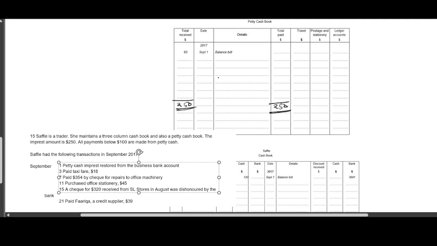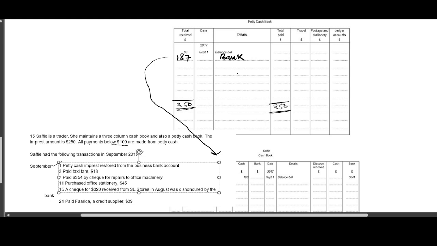Now they said the following transactions, and the amount which is below 100 will move to the petty cash book, and the rest in the main cash book. So for the petty cash imprest, whatever money is restored, you have to mention it through the bank. 250 minus 63 is 187. This will move to your cash book, and in the cash book you have to mention it.